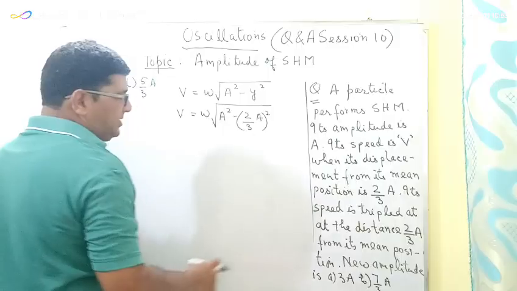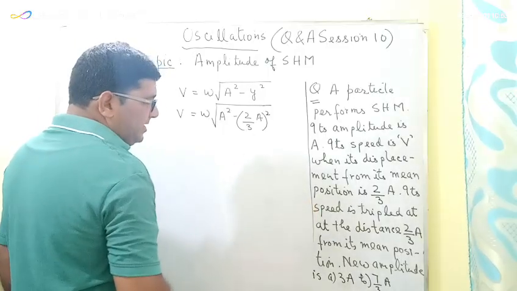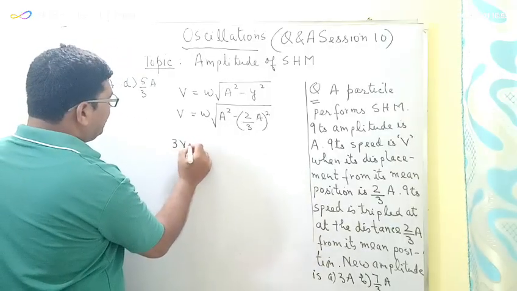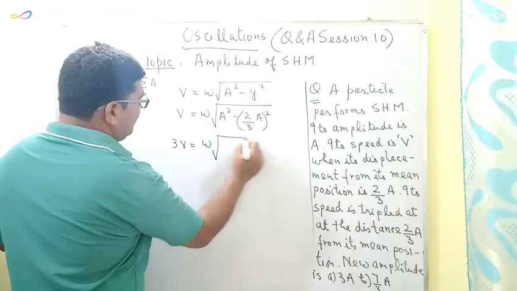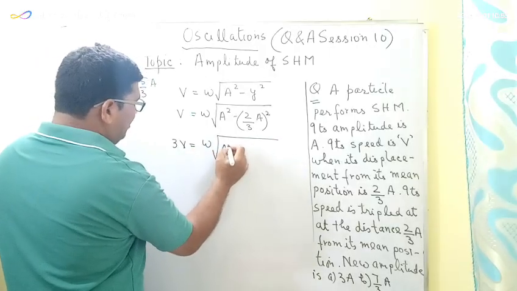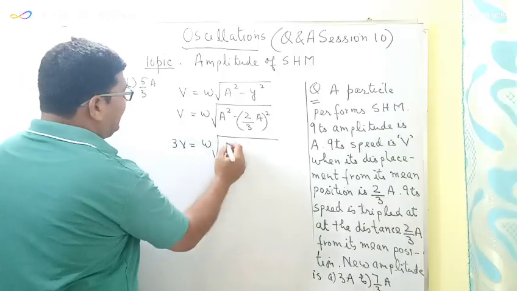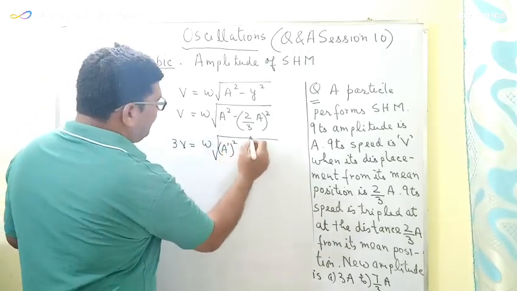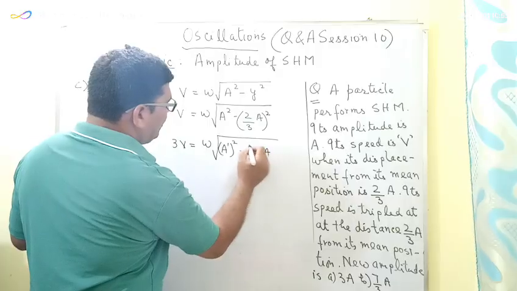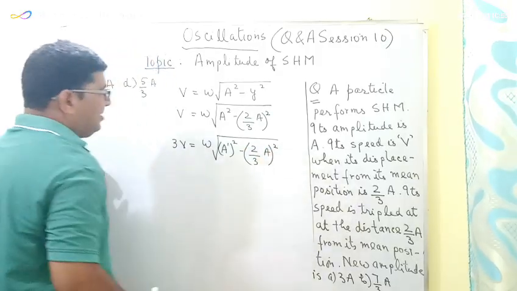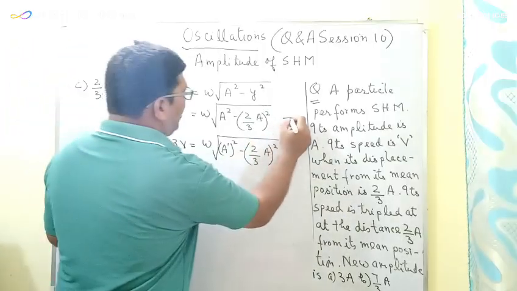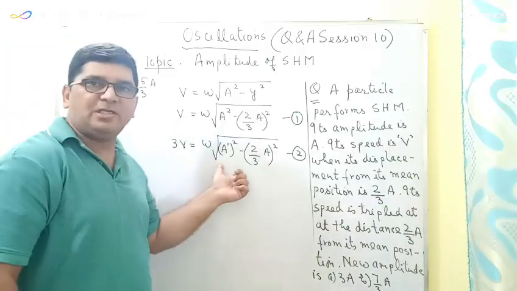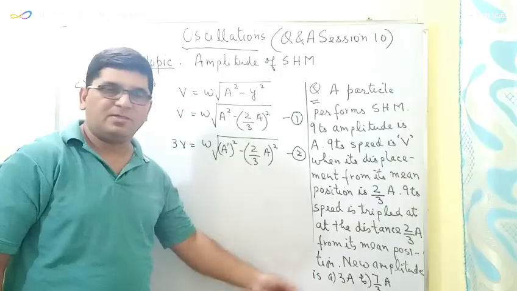Now in the second case, the speed is getting tripled when it is at a distance of 2 by 3A from its mean position. So 3V is equal to omega under root, now I am taking the new amplitude as A dash here, so A dash square minus (2 by 3A) whole square. So now this is equation number 1 and this is equation number 2. From these two equations we have to find the value of A dash, and A dash is the new amplitude.